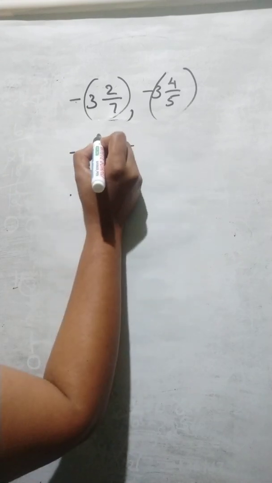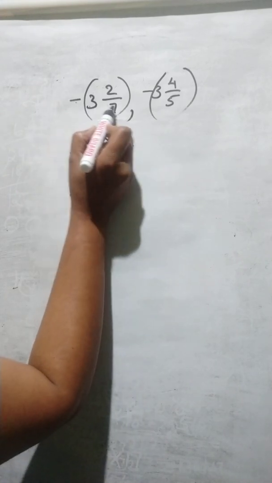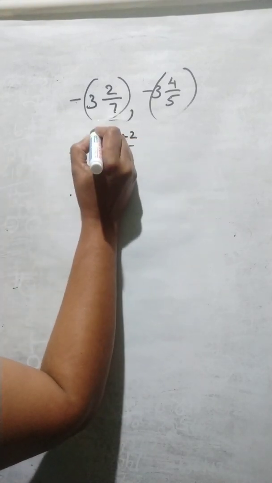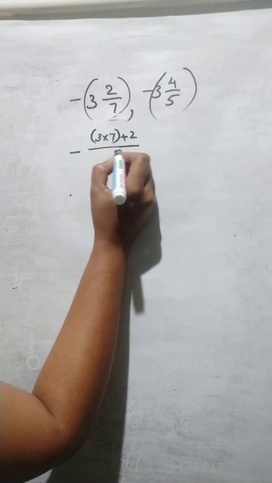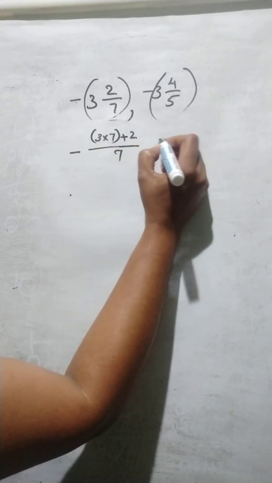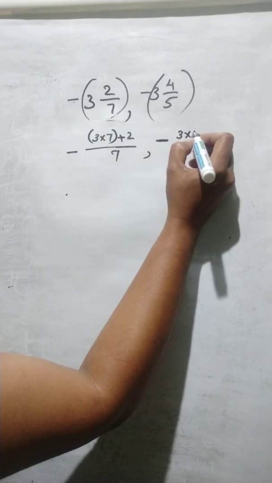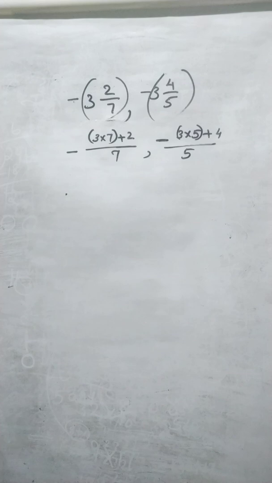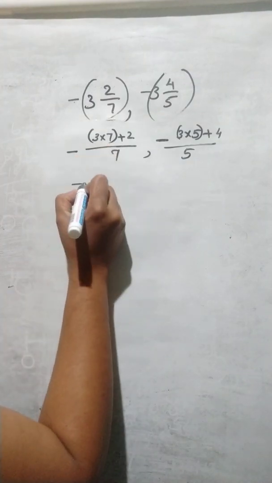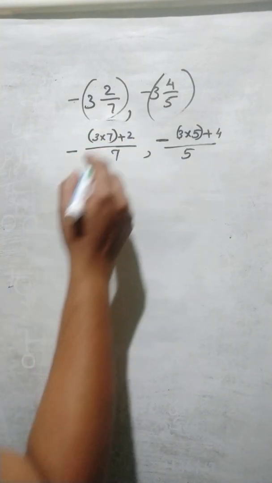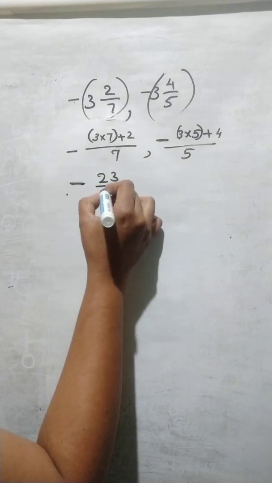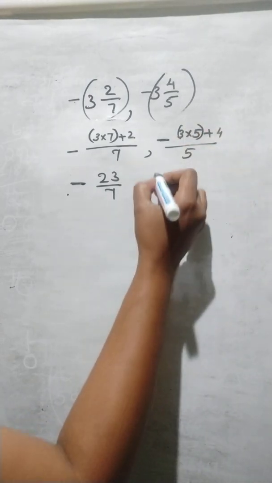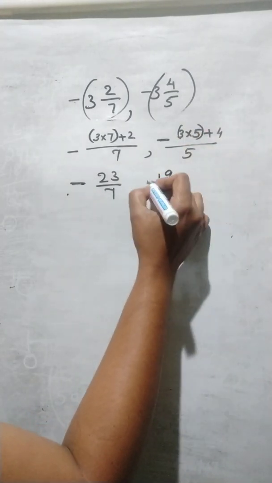Okay. Then 3 times 7, whole number times denominator plus numerator. This multiplication will be in bracket. Then 7. Then next negative itself, 3 times 5 plus 4 on 5 itself. Okay. Then negative, 3 7s are 21 plus 2, 23 on 7, and 3 5s are 15, 15 plus 4, 19 on 5. Here negative. Okay.